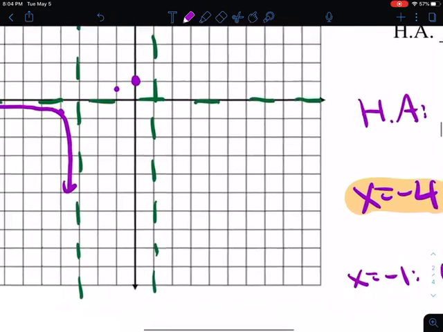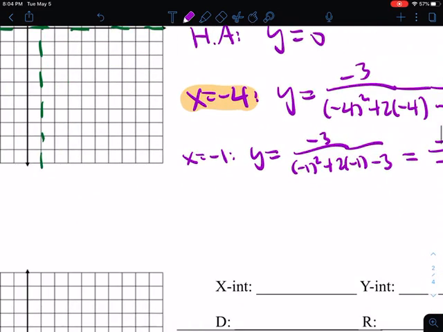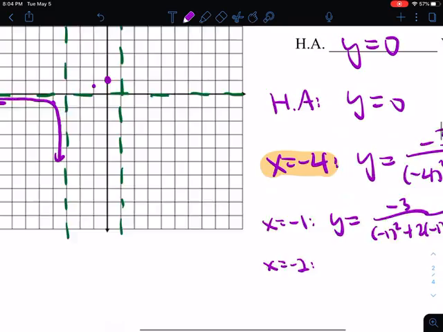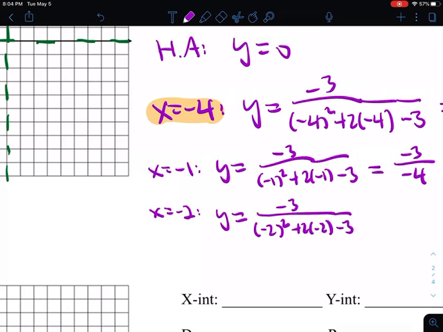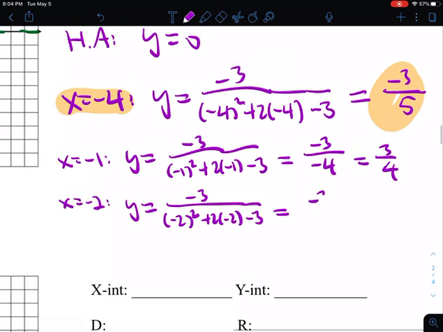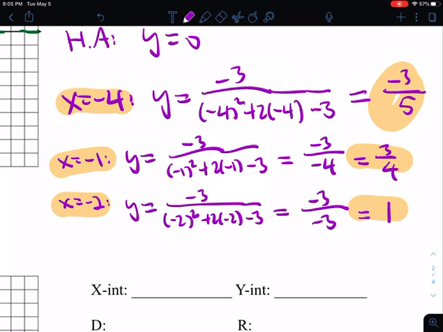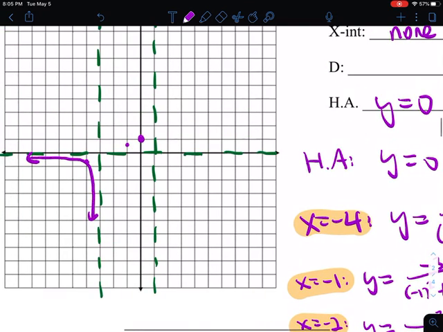So that's going to be somewhere over here. And then if I'm still not sure, I can pick more points. Let's say I want to pick another one. Let's pick x equals -2. And then y is equal to -3 over, I have -2 squared, x squared plus 2x minus 3. And then what do I get here? I get -3 over, that's 4 minus 4 is 0, minus 3, that's going to be 1 again. So I get this point. X is -2, y is 1, so that's going to be right over here.